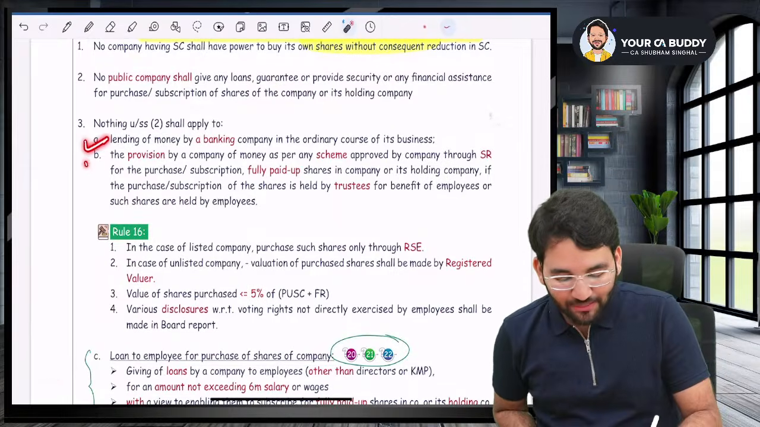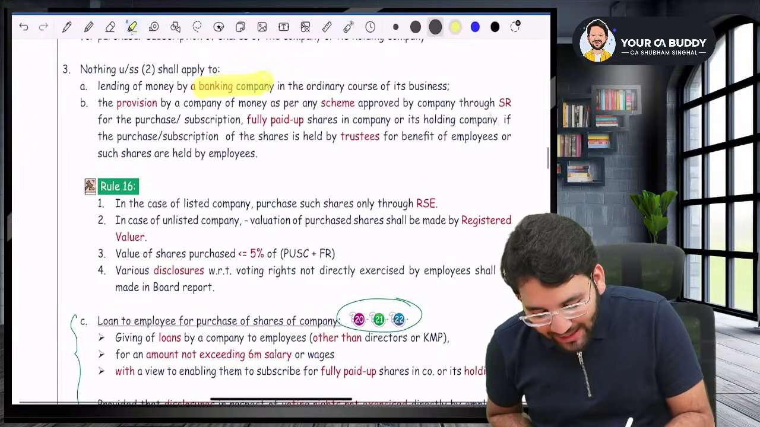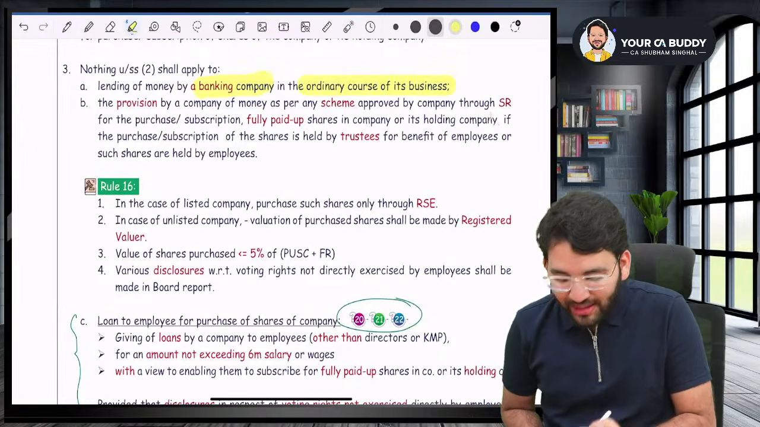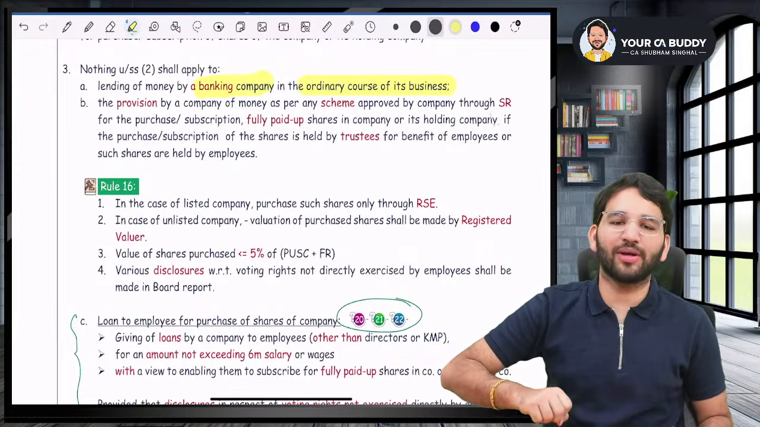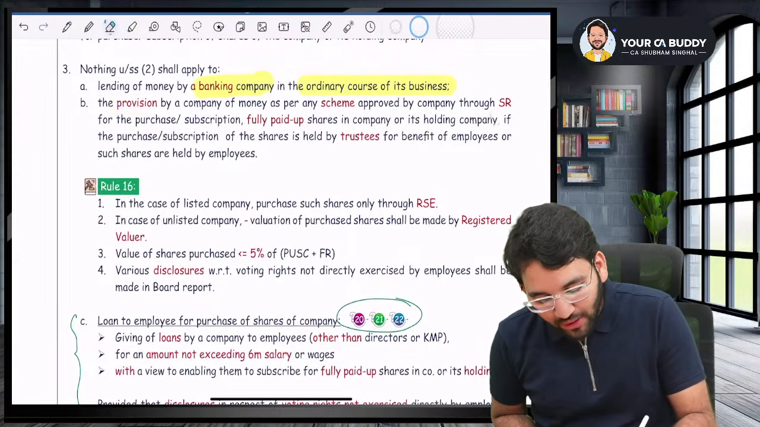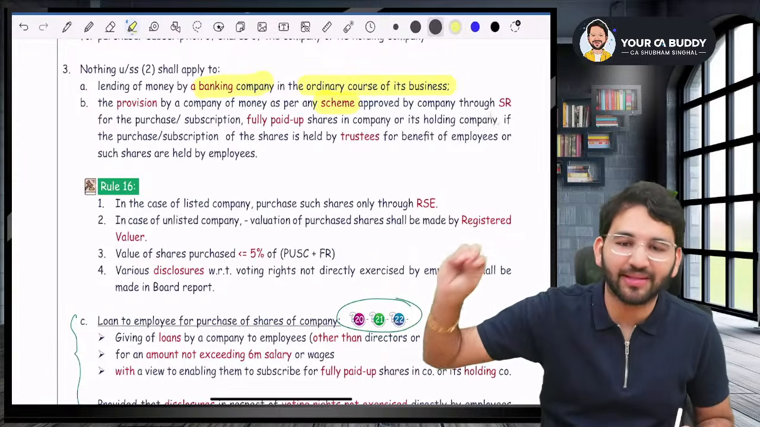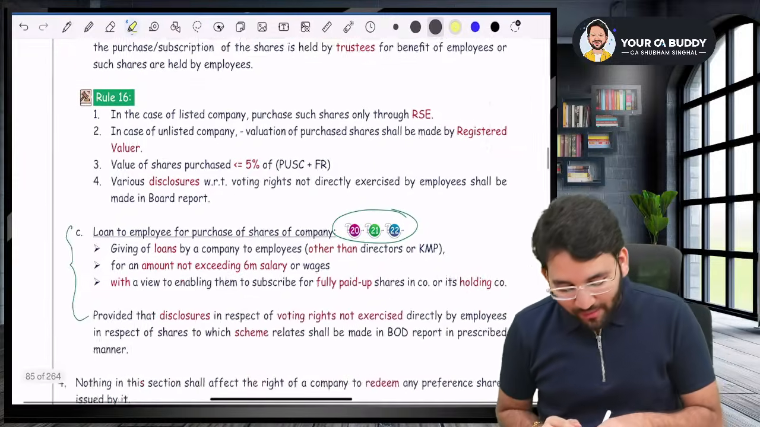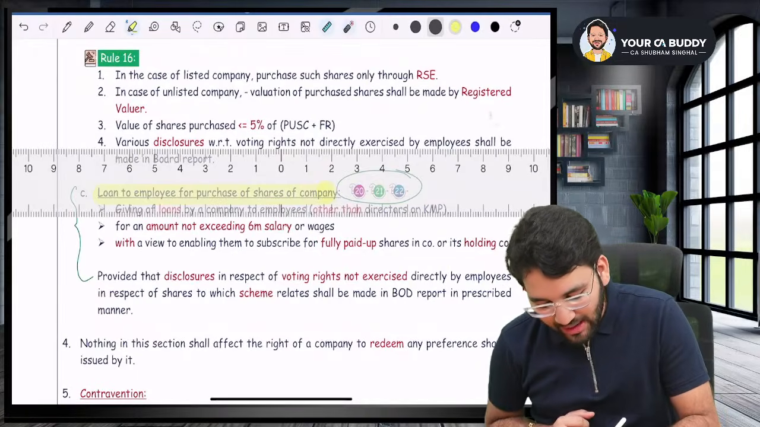But sir, there are three exceptions. Exception number one: if the company is a banking company and the loan is in the ordinary course of business, it is absolutely okay. Point number two: if you are giving it as per any scheme, then that is also okay. And point number three: if the loan is to employees for purchase of shares of the company.